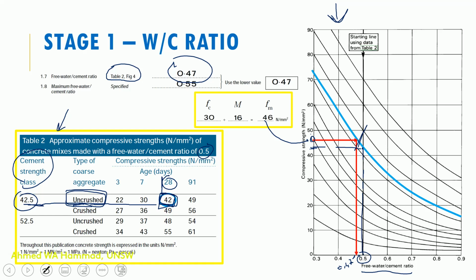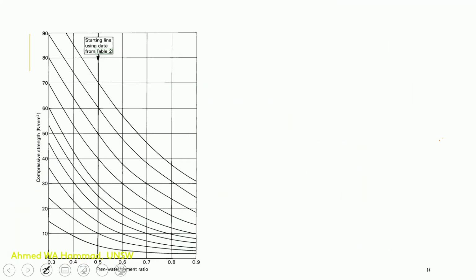Now, it was specified by the client that the maximum free water to cement ratio is going to be 0.55. So the 0.47 is less than the 0.55, so we can't exceed the 0.55, and the 0.47 does not exceed the 0.55, and as a result, my final water to cement ratio for my concrete mix is going to be the 0.47. So let me do this exercise once again.